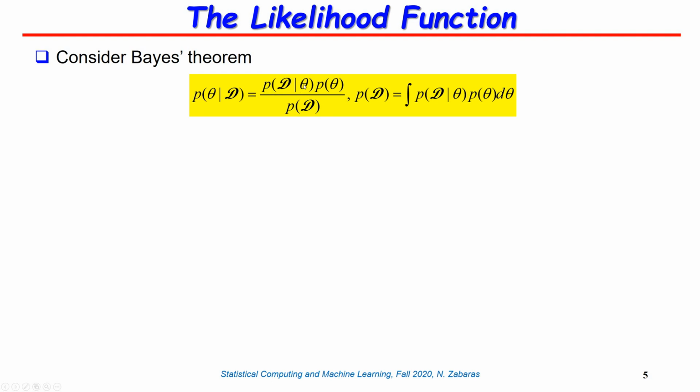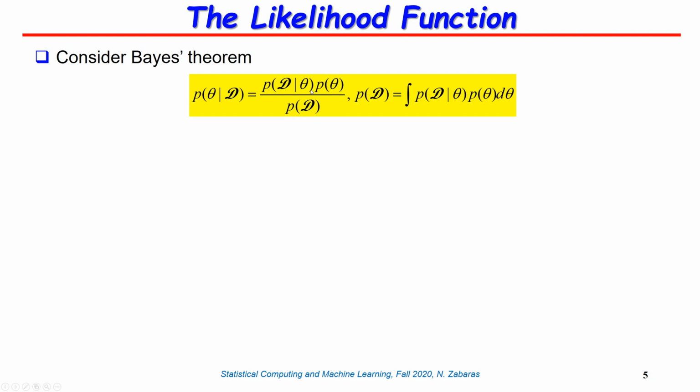This P of D given theta is what we call the likelihood model. It is, you know, what is the likelihood of observing this data set D for the model that has these parameters theta? And we will see examples, if our model is Gaussian for example, of how we compute this likelihood, and also I'm going to give you a few more cases so we can get a good sense of how the likelihood is computed.